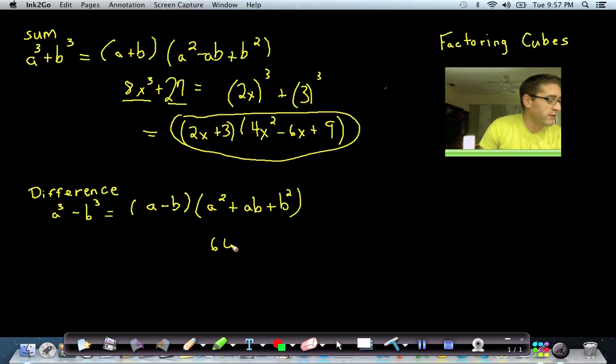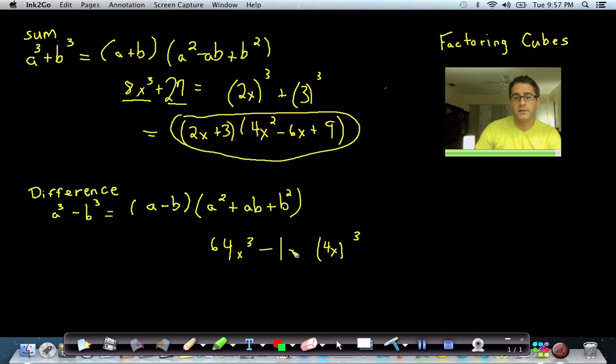I have 64x cubed minus 1. Alright, so sorry about my handwriting, but that's a normal 64. That's not some weird notation. That's just me writing some stuff down. Alright, let's go ahead and break that down. Well, 64x cubed, the cubic root of 64 is, well, 4 times 4 is 16 times another 4, that's 64. So definitely going to pull out that 4 and that x and make that cubed.